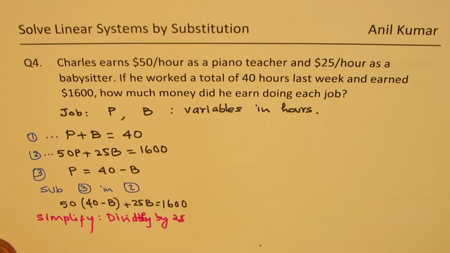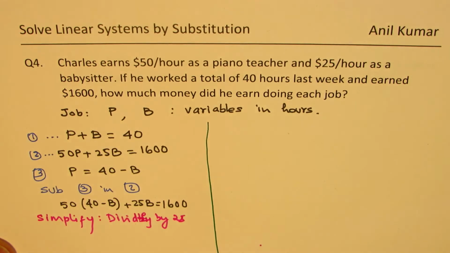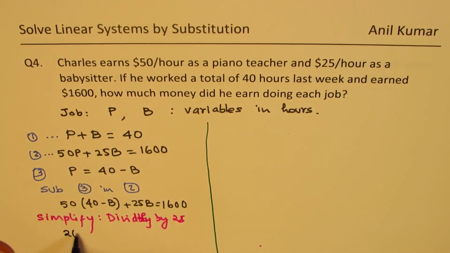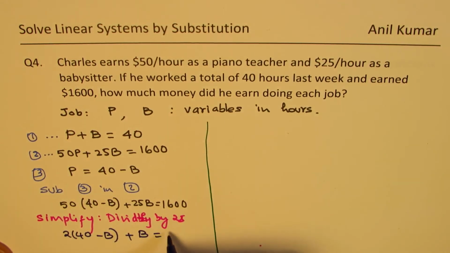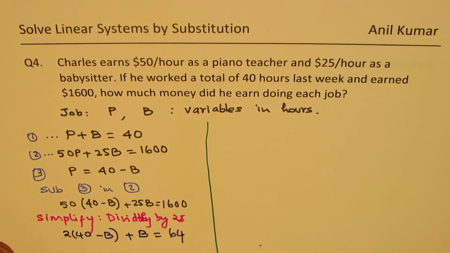So if you do that, let me rewrite the equations. So when you divide by 25, you get 2 times 40 minus B plus B equals 25 times 4 is 100, and then you can multiply this 16, right? So we'll do 1600 divided by 25, which is 64. Correct? So we have divided everything by 25. Clear? We could have done this here also.